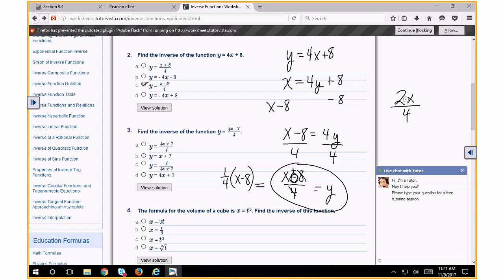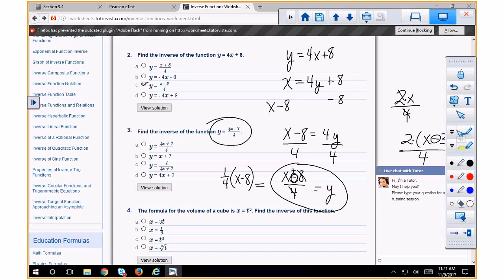Okay? Only time you can cancel is like this. And that's what? Multiplication. And you can cancel 2 over 4. Or you have 2 times x minus 3 over 4. Again, that's multiplication. But if you got something in the middle like plus or minus, you can't cancel. Okay? Now I'll do this one. Find the inverse of 4x minus 7 over 4.